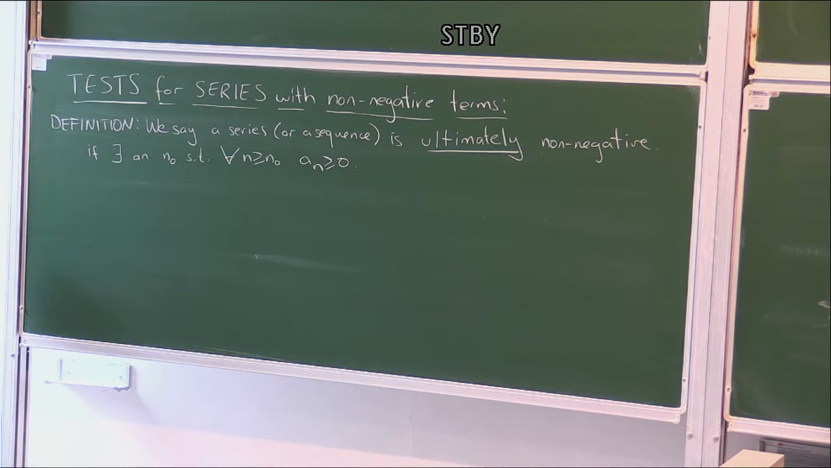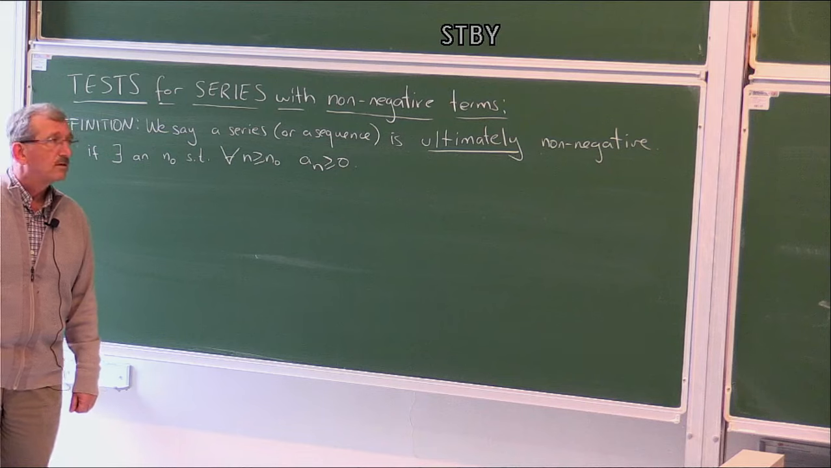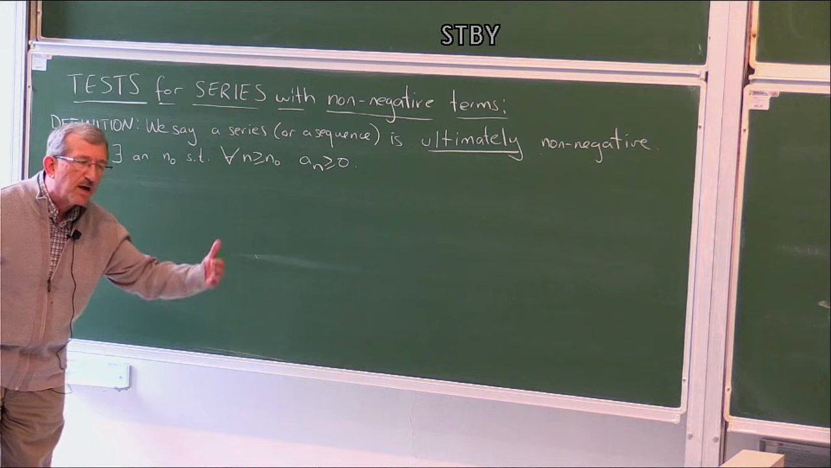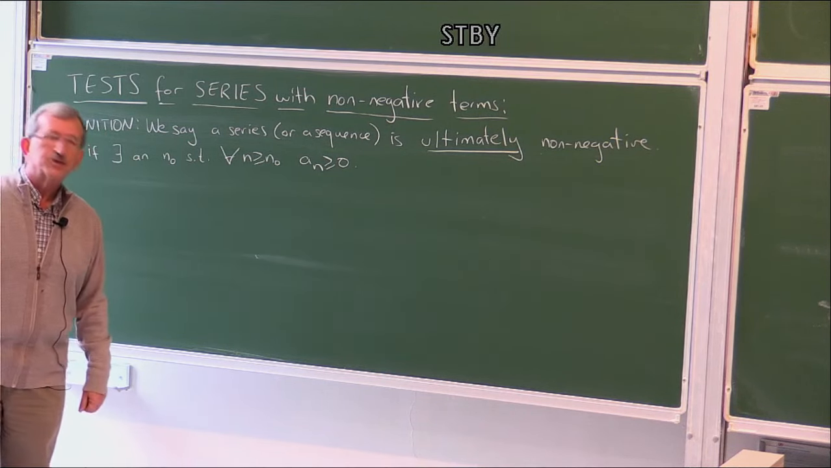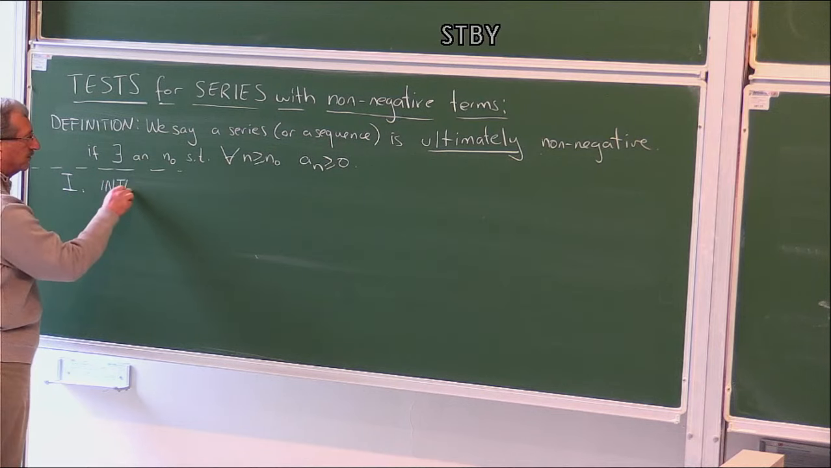Now, it is obvious that the same adjective ultimately can be used for other properties. For example, for an increasing sequence, if it's increasing after some point on, we could say it's ultimately increasing, and so on. So we will be using this characterization. Now, what are the tests that we are talking about? Well, the first test that we will consider is the so-called integral test.